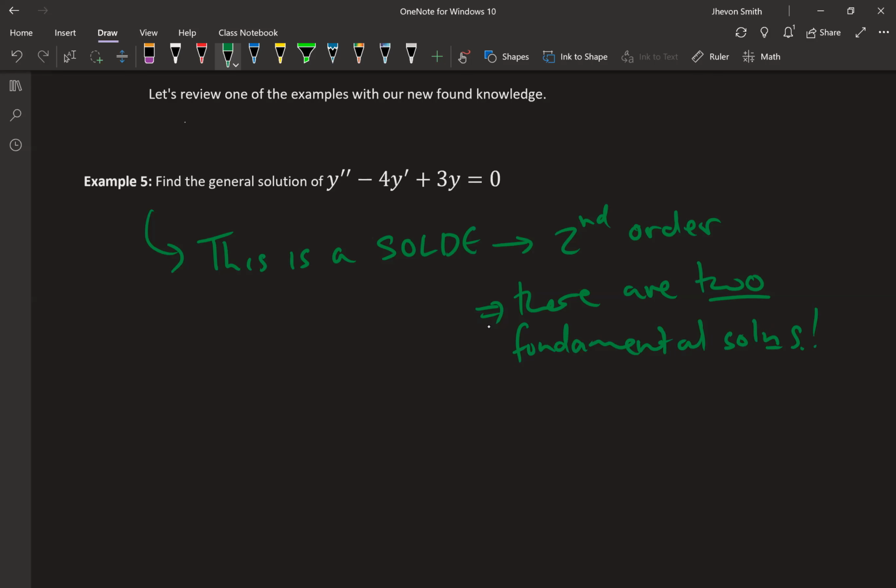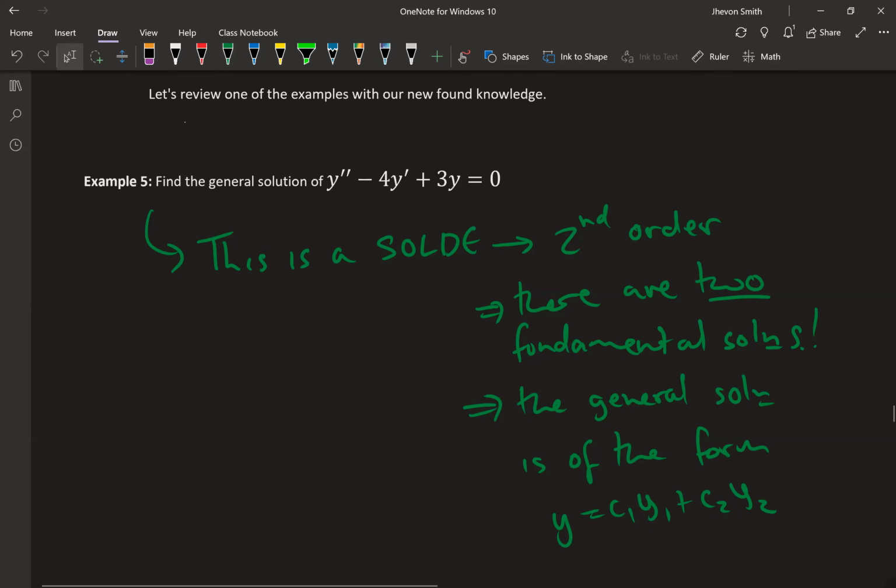In fact, I also know the general form of the solution. The general solution is of the form y equals c1y1 plus c2y2, right? So just by looking at this equation, I automatically know all of that as a fact. By linear algebra and the existence and uniqueness theorem, that is a fact. The solution to this guy is going to look like this.